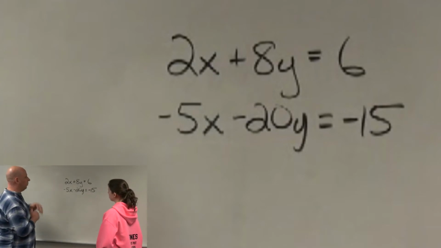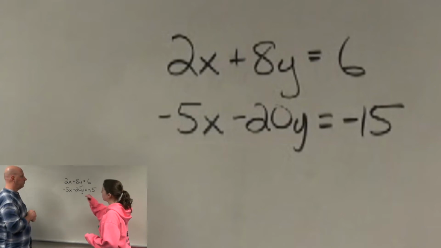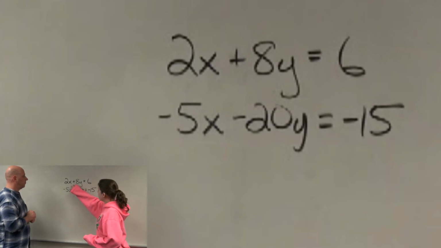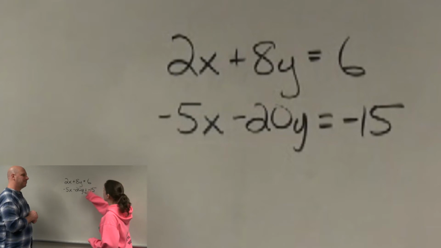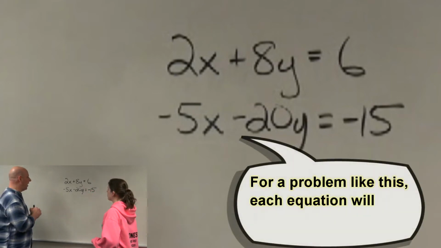When you look at this one, if you want to solve it by the elimination method, what makes this problem tricky? Well, you can't multiply 2 by a number to get -5, and you can't multiply 8 by a number to get -20. So what do you do? You're a genius. You got that right away.